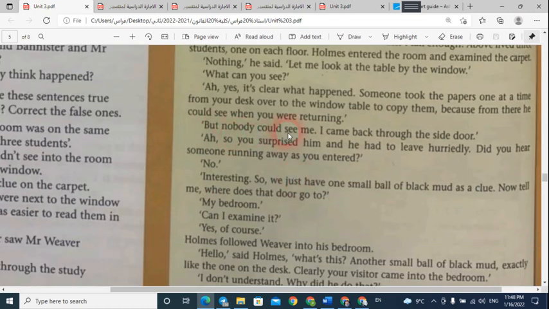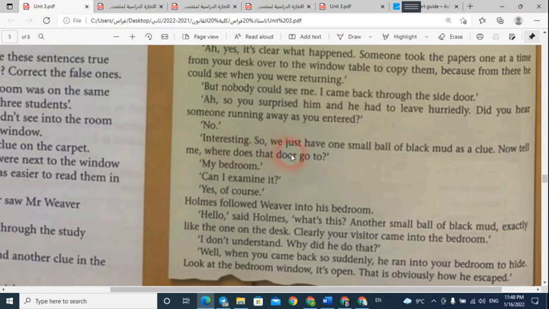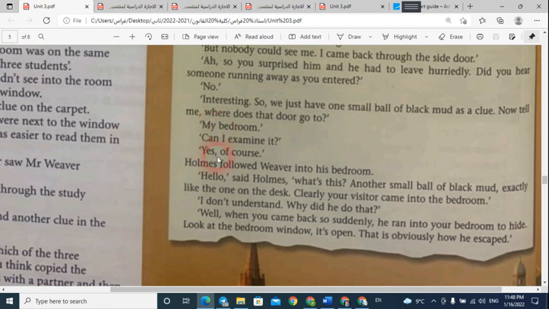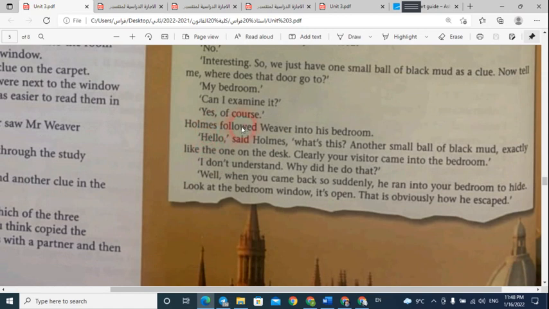"But nobody could see me. I came back through the side door." "So you surprised him, and he had to leave hurriedly. Did you hear someone running away as you entered?" "No." "Interesting. So, we just have one small ball of black mud as a clue. Now tell me, where does that door go to?" "My bedroom." "Can I examine it?" "Yes, of course." Holmes followed Weaver into his bedroom.